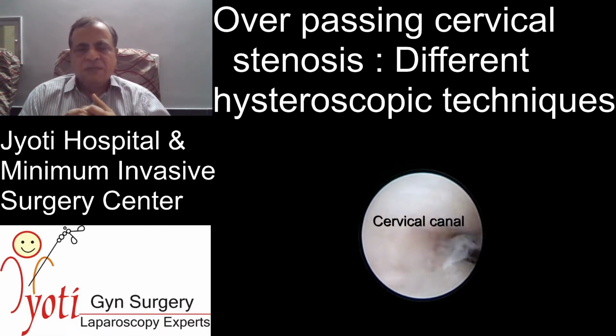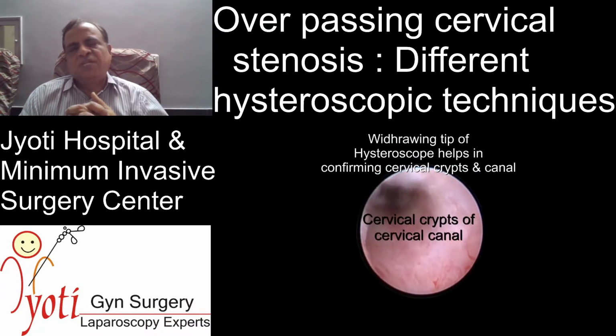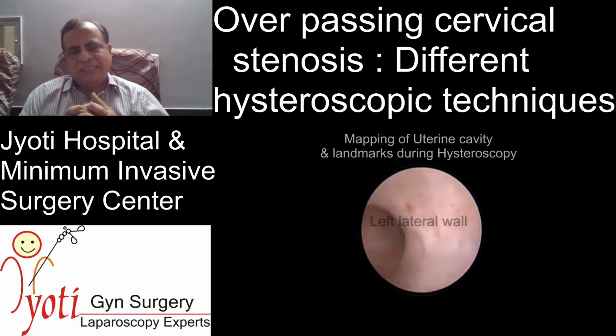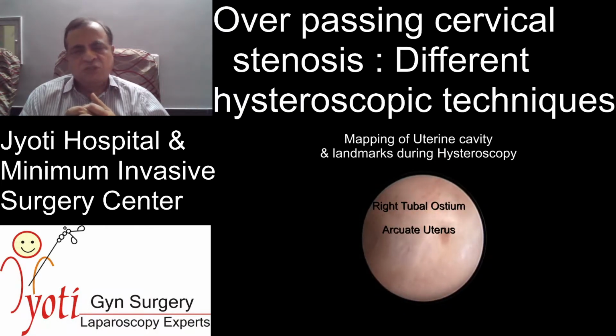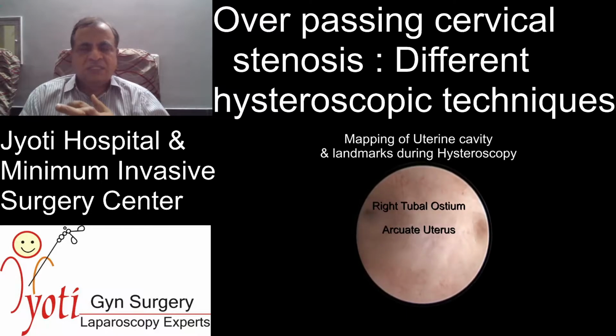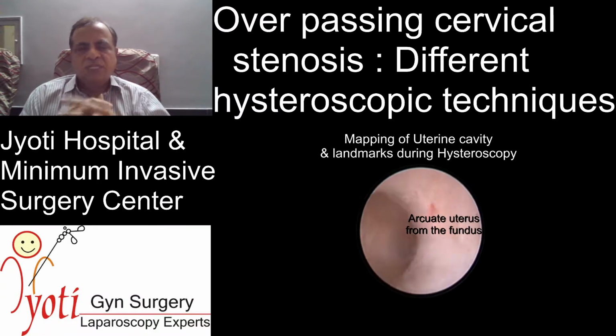Try to get more cervical crypts. Make sure that you withdraw and confirm that this is the cervical canal. Make sure that this is the correct place you are pushing. If you have anything wrong, you can see all landmarks, left lateral wall, right lateral wall, tubal ostium, left ostium, arcuate fundus, and you can assure that this is the correct place and you are doing this patient which is referred.